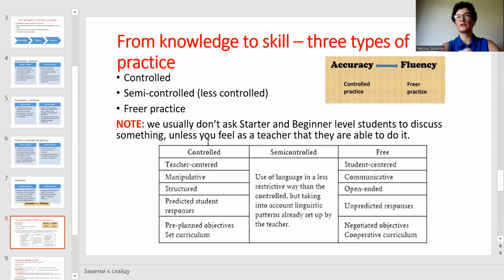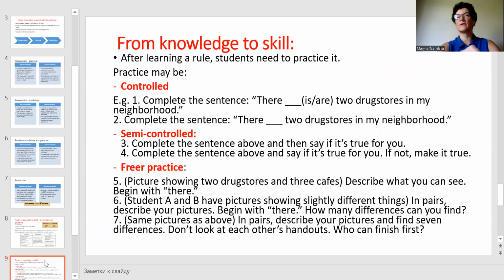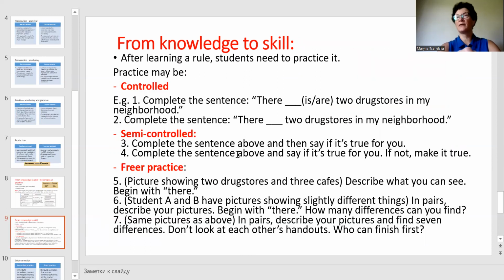If it's controlled, it is teacher-centered and structured, so you do lots of correction here. If it's semi-controlled, let's look at this example. Yeah, so you can say whether it's true about you, so you complete the sentence, but you also have the semi-controlled moment. And if the practice is freer, it's already the real-life situation.